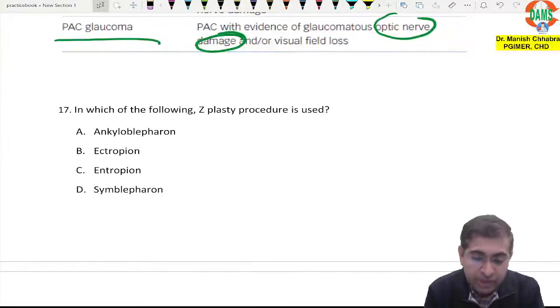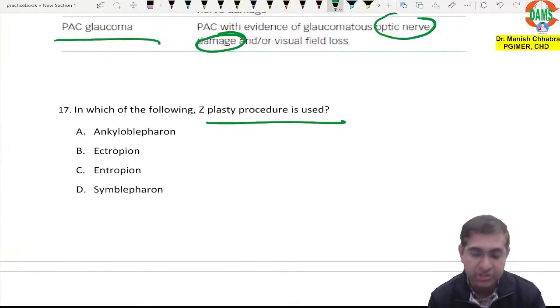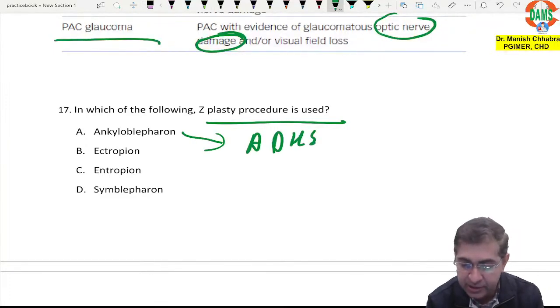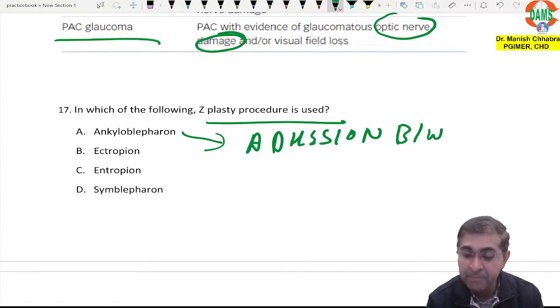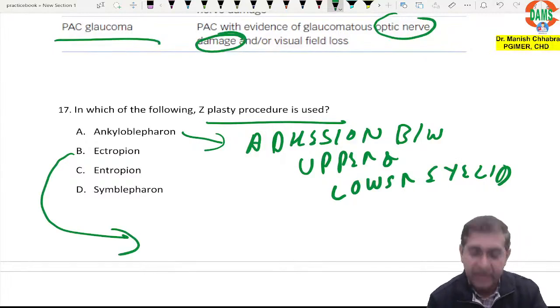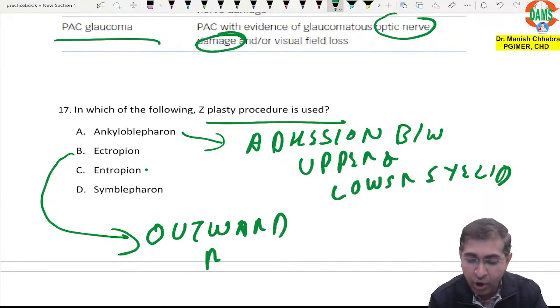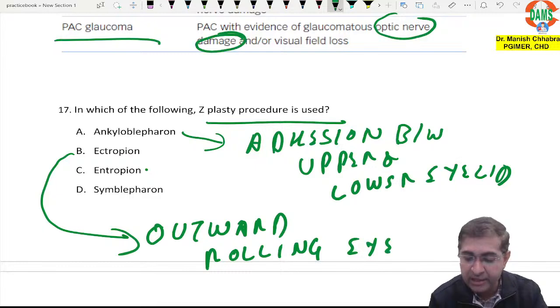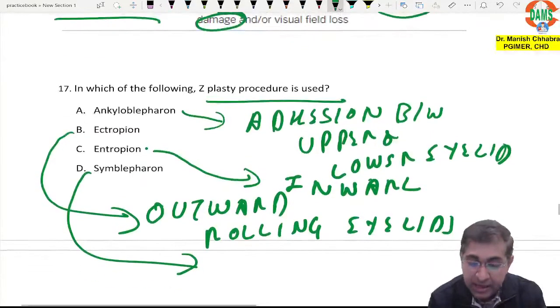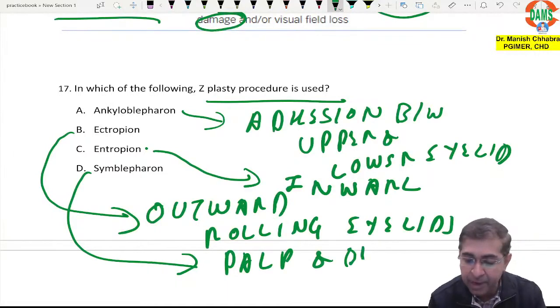Now coming on to the next question. Which of the following Z-plasty procedure is used? What is ankyloblepharon? It is adhesion between upper and lower eyelid. Yes, okay. Ectropion and entropion. Ectropion is outward rolling of eyelids. Entropion, inward rolling of eyelids. Symblepharon is when there is adhesion between the palpebral and bulbar conjunctiva.